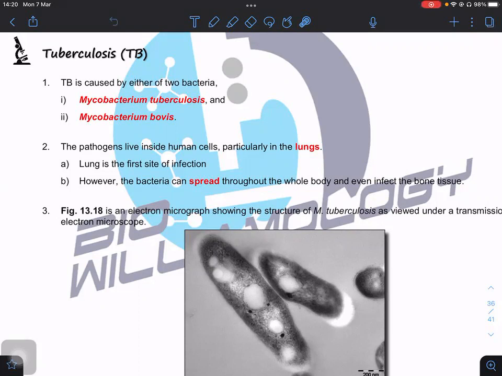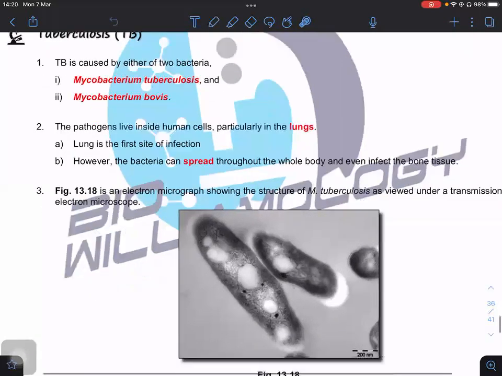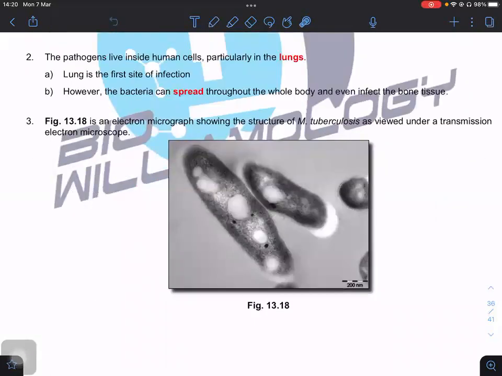If you look at this Mycobacterium tuberculosis, again, it is airborne. The pathogen lives inside the human cells, particularly in the lung. So the lung will be the first site of infection. But tuberculosis is a bit special because the bacteria can actually spread to other parts of the body. So it could cause infection at different sites, but primarily this infection will occur in the lung.